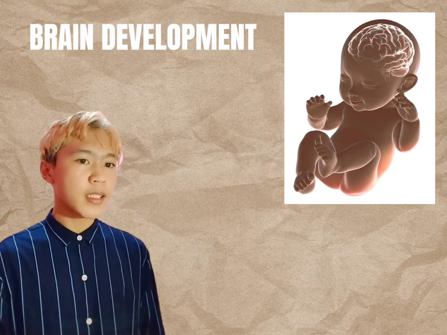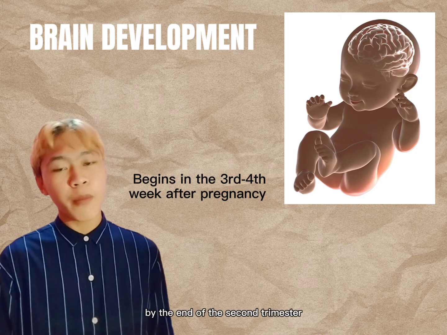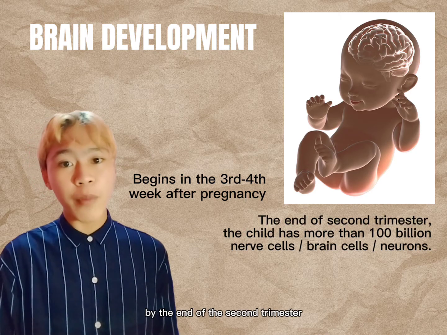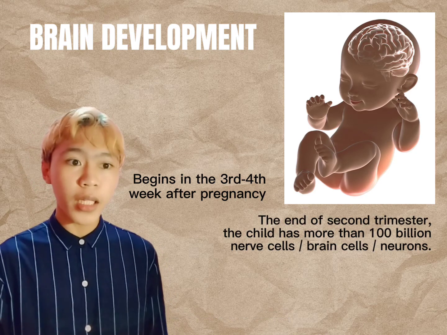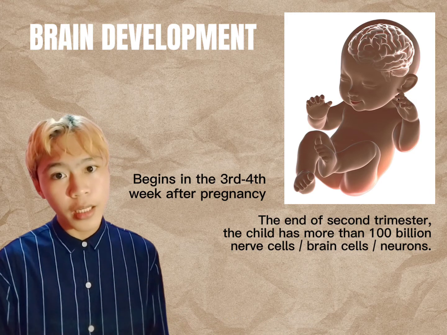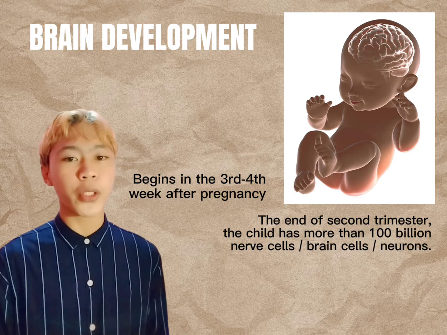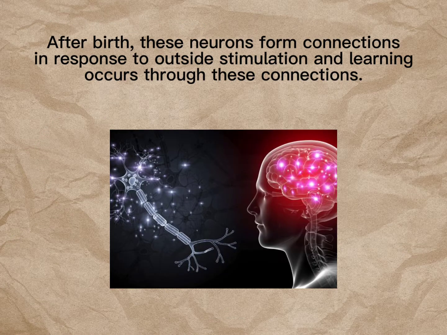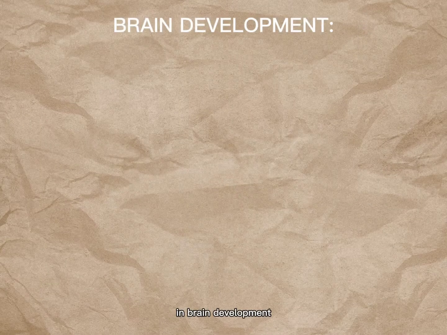The brain development begins in the 3rd to 4th week after pregnancy. By the end of the 2nd trimester, or 6 months, the child has more than 100 billion brain cells, nerve cells, or neurons. After birth, these neurons form connections to outside stimulation, and learning occurs through these connections.